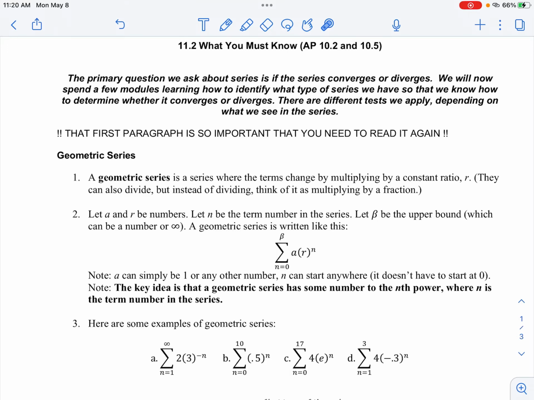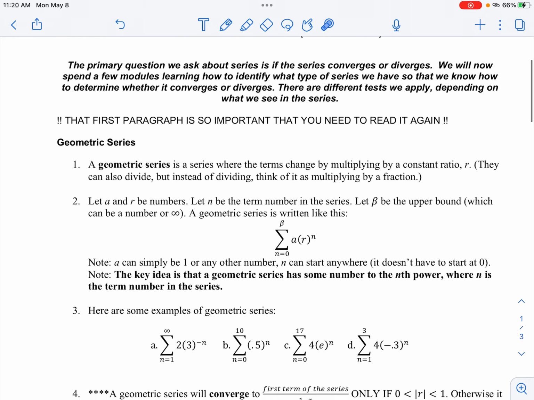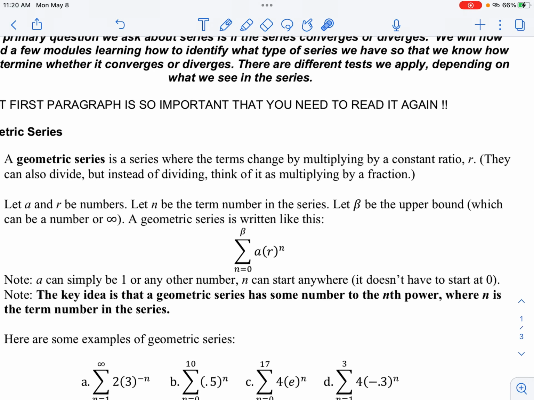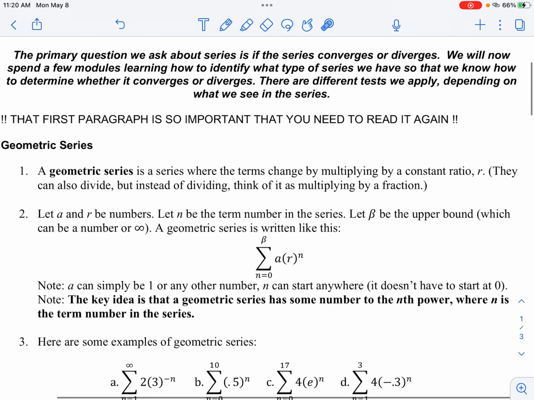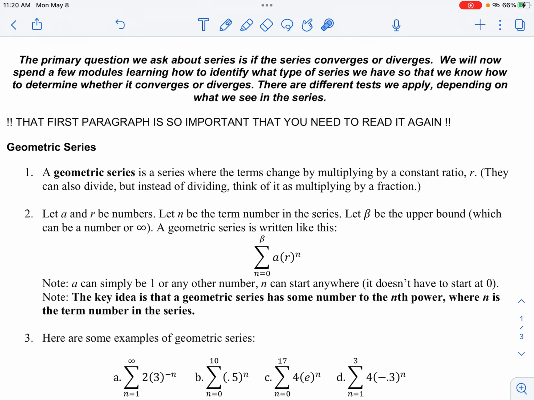Okay, so now we start really the heart of Unit 10 in AP Calculus. And I want to read this bold question first. This is the thing to always be thinking as we're going through this unit. The primary question we ask about series is if the series converges or diverges. We just want to know that. We want to know, does the series approach a number or not?